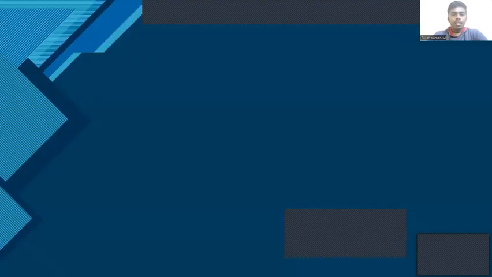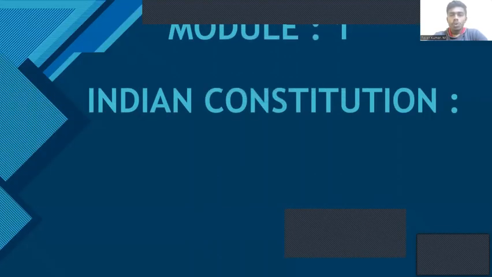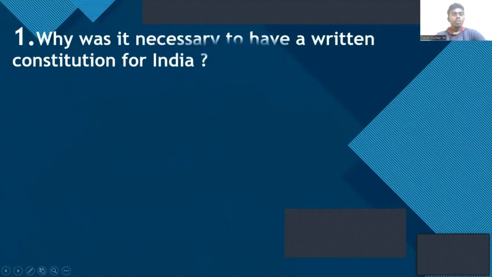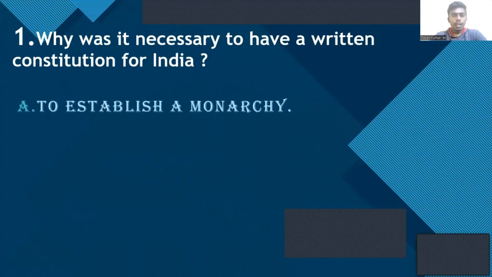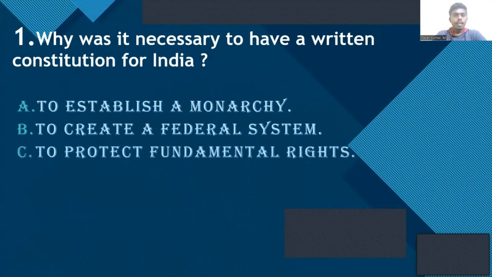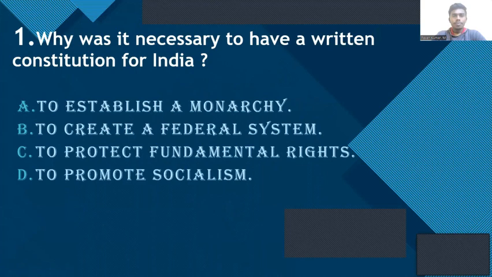So let's start our modules. Module 1: Indian Constitution, the necessity of the Indian Constitution. Coming to the first question, why was it necessary to have a written constitution for India? Option A, to establish a monarchy. Option B, to create a federal system. Option C, to promote fundamental rights. And option D, to promote socialism. So the answer is option C, to promote fundamental rights.